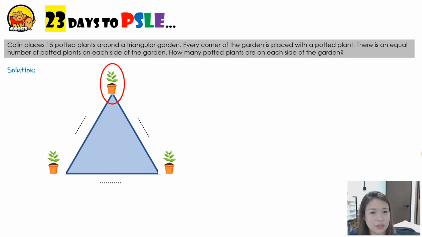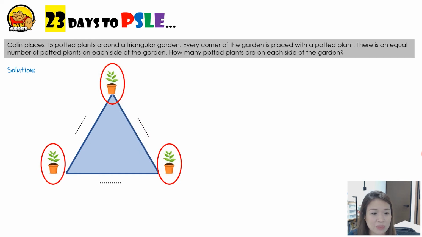Let's look at the corner plants. This one. This plant appears on this side. The same plant also appears on the other side. So there's a danger of double counting that potted plant there. Okay, so it's a little confusing with the corners.